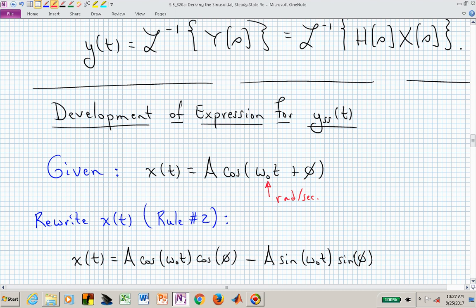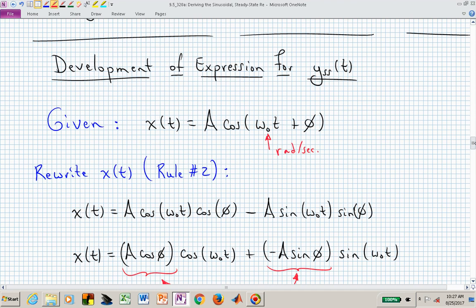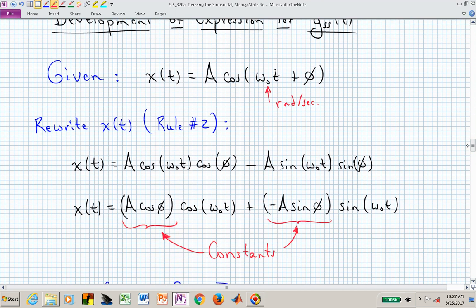So really, when you have this phase shift phi, that's like saying we have an amplitude-changed cosine omega naught t, and a combination of a sine omega naught t. So we have some linear combination of sine and cosine at this same frequency omega naught. That's all that phase shift is really doing.